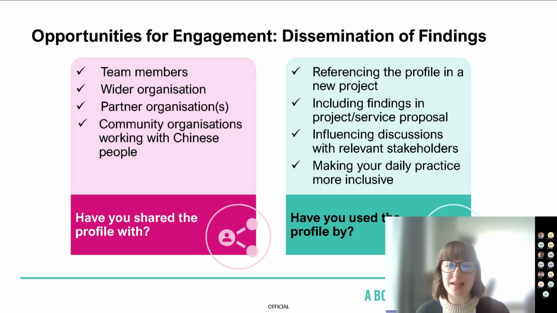Have you used some of the key inequality data in the report to reference the profile in a new project, to include some of those findings in a project proposal, to say we've identified this health inequality? So for example, we talked about that gap in screening. Here's the data. We suggest doing a targeted screening programme. Also use it to influence decision making with relevant stakeholders by making sure you bring that voice in, and you can advocate with that data-backed approach for the Chinese community to make sure that we're supporting all of our communities in Birmingham appropriately.